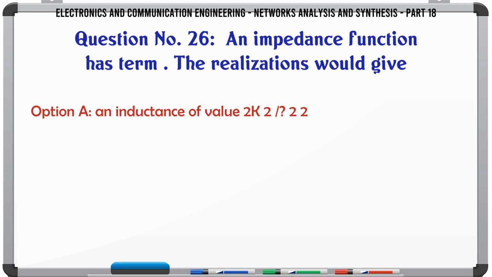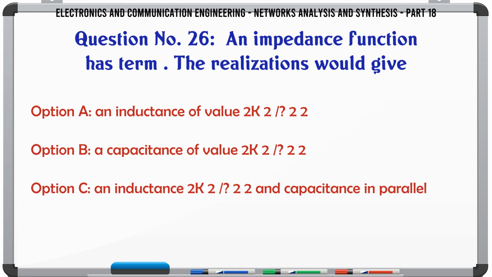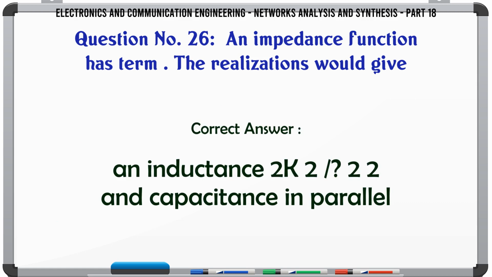An impedance function has term. The realizations would give A, an inductance of value 2K222; B, a capacitance of value 2K222; C, an inductance 2K222 and capacitance in parallel; D, none of the above. The correct answer is an inductance 2K222 and capacitance in parallel.